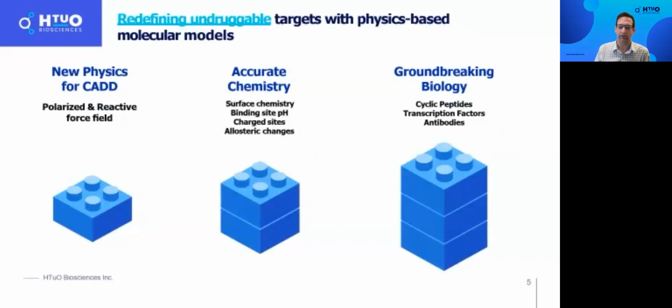So for us, we see it as a set of building blocks or a set of layers. Fundamentally, you have to get the physics right. If you get the physics right, that's going to take you to the next layer of getting the chemistry right. If you get the chemistry right, you should be able to see great biology coming out of that. So we've built what's considered a polarized and reactive force field. It's definitely unique in the space. No one else has done the same type of work that we have.